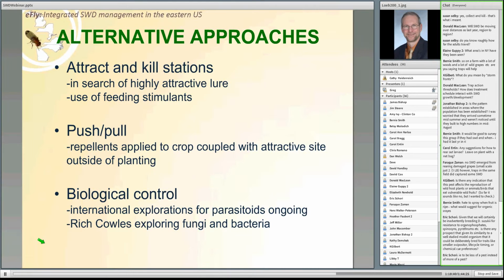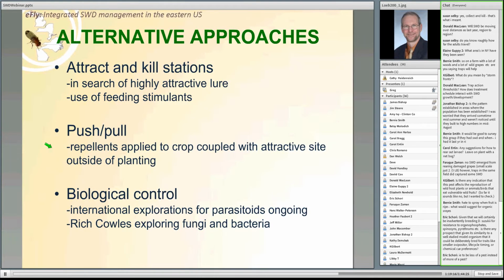And I guess in the medium term, I have some real optimism that we're going to come up with some alternatives. So a couple of things that we want to look at are this idea of attract and kill stations, and we've got a number of ideas for things that are attractive, and looking at when we might put those out. We've been interested in looking at this idea of pushing and pulling using repellents in the crop, and then putting an attractant, potentially with an insecticide associated with it, on the outside of the crop, something that has some potential you want to look at for some crops.